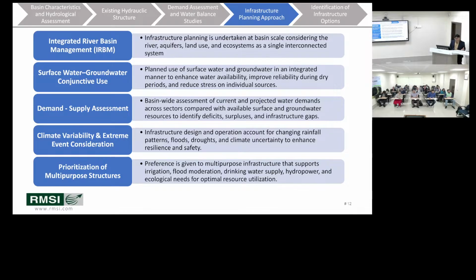Climate variability and extreme event consideration: climate change models are there. Whichever model is suitable for your area, you should consider that model. You should put a factor there: my rainfall would be 20% higher or 30% higher in 50 years, after 75 years or 100 years from now. So you should consider all those factors.